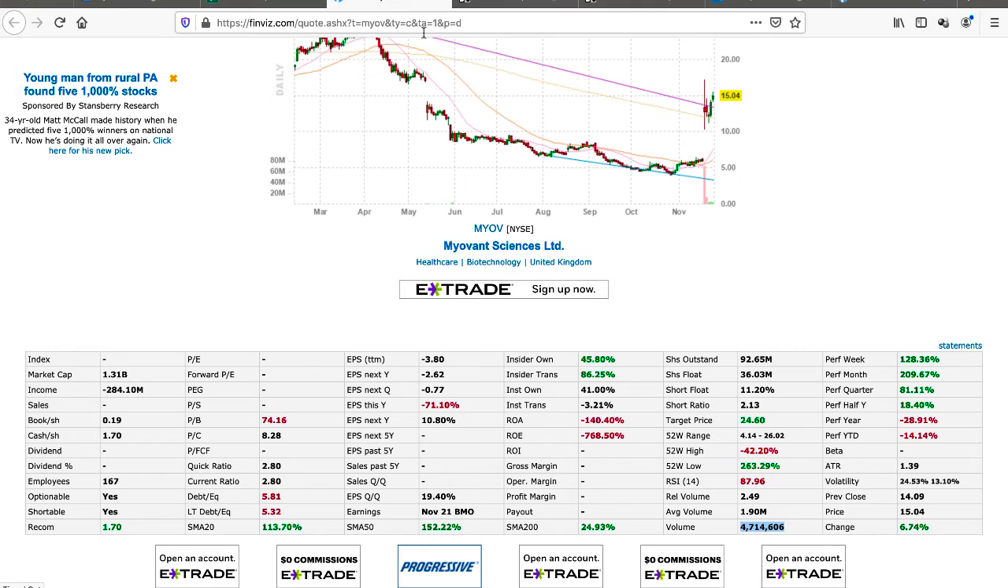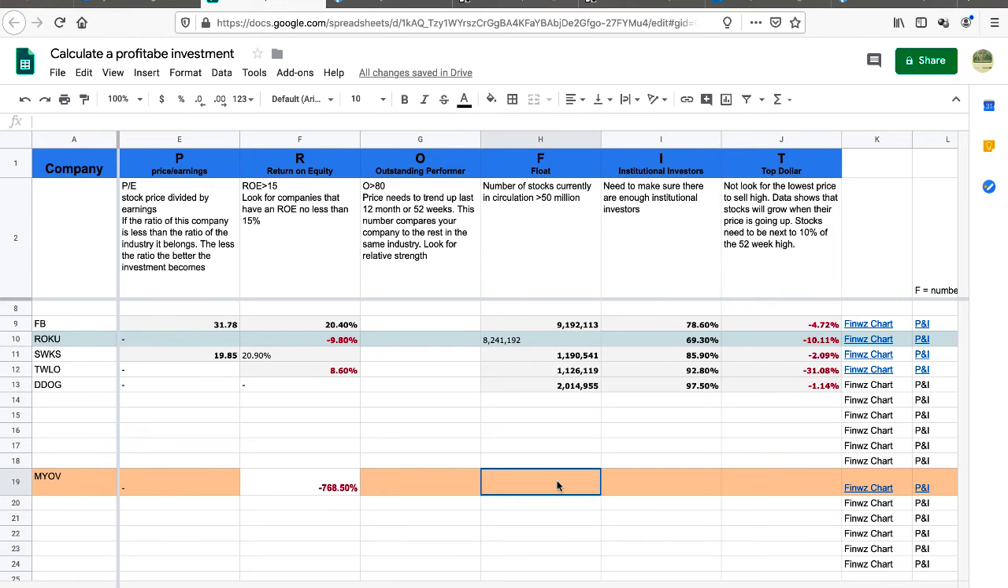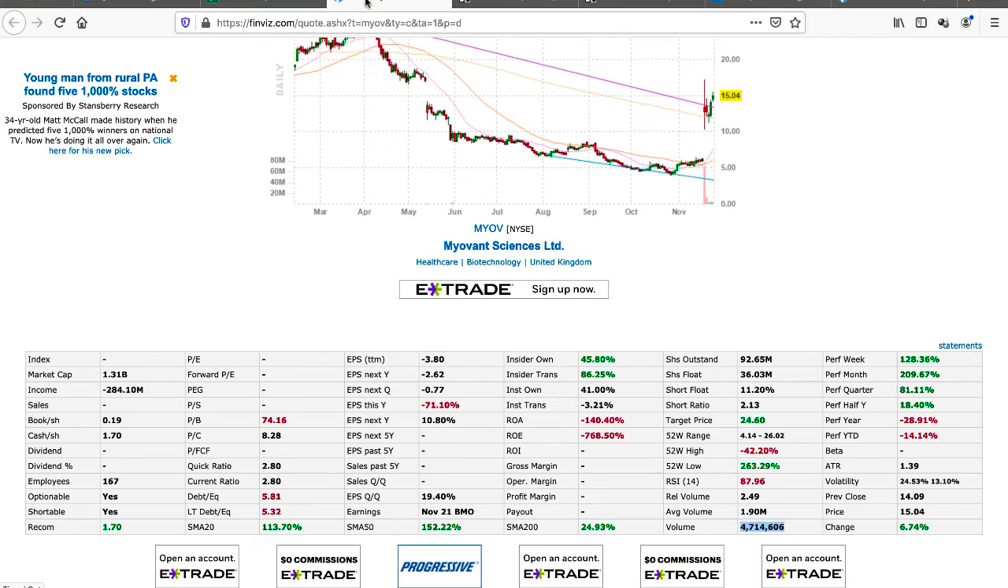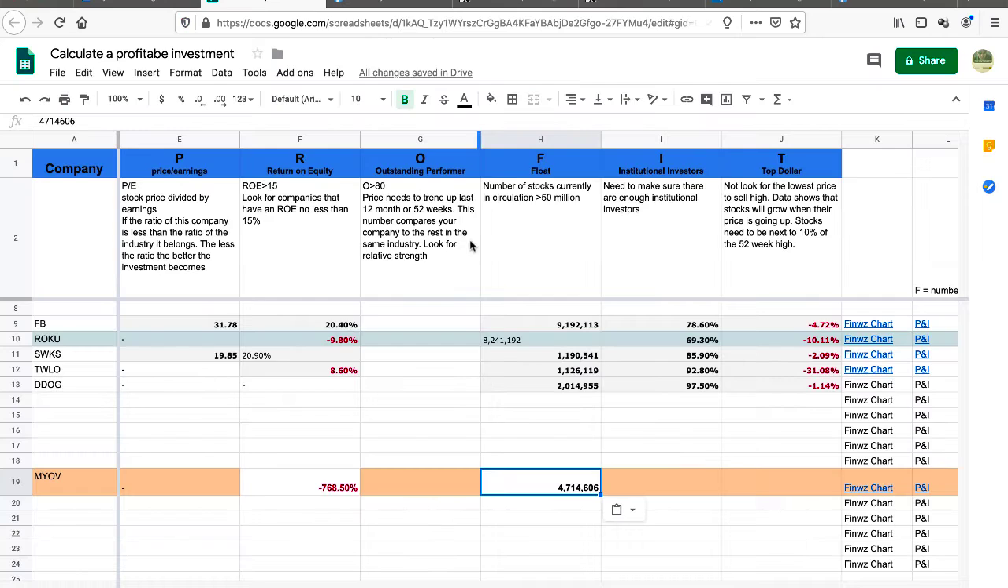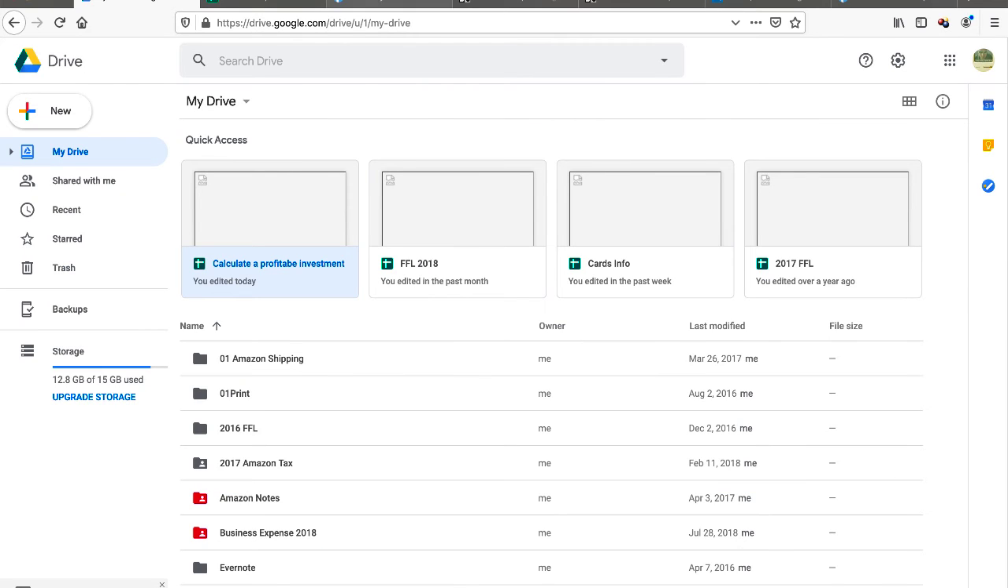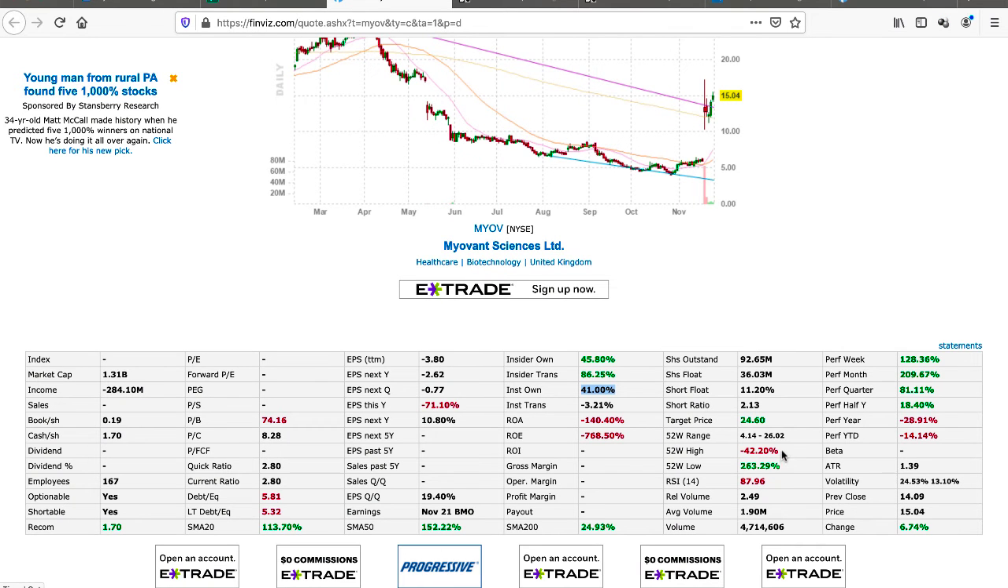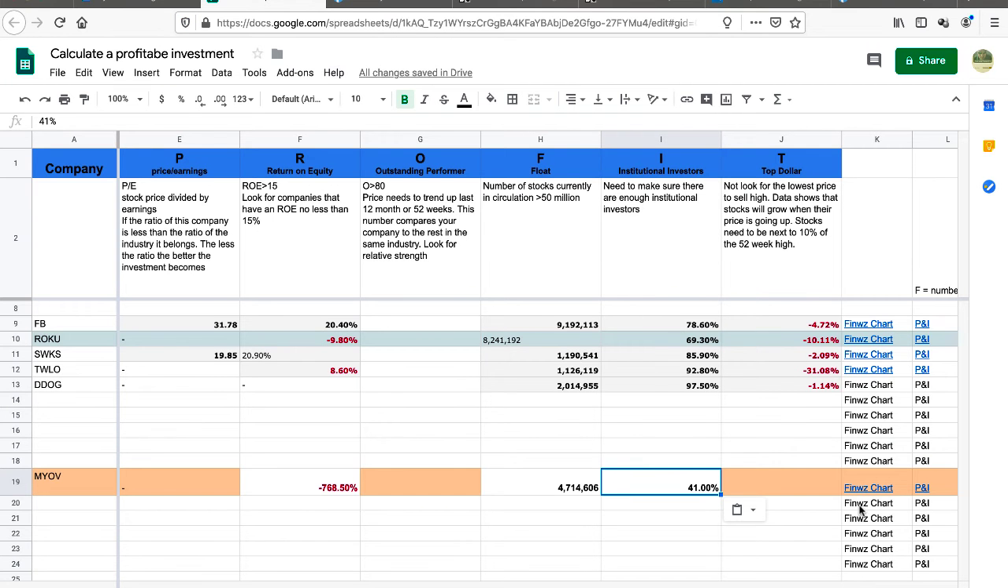volume is about 4.1 million. Institutional investments. So it's institutional owned is only about 41%. And then top dollar if it's close to the 52-week high. 52-week high, it's not even close. It's not even in the 10%. So it's like in the 42%, like way below. Okay. So this number here is what really throws me off, because they're not making any money.